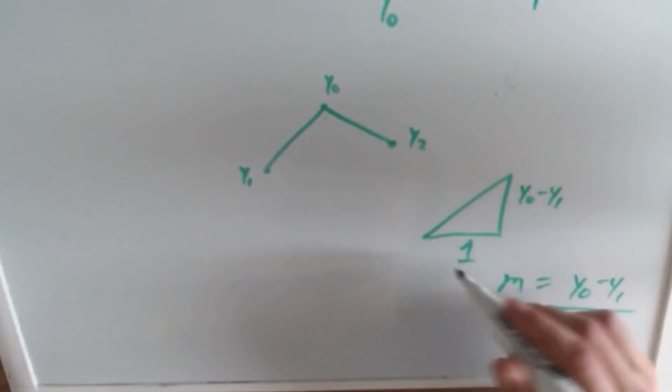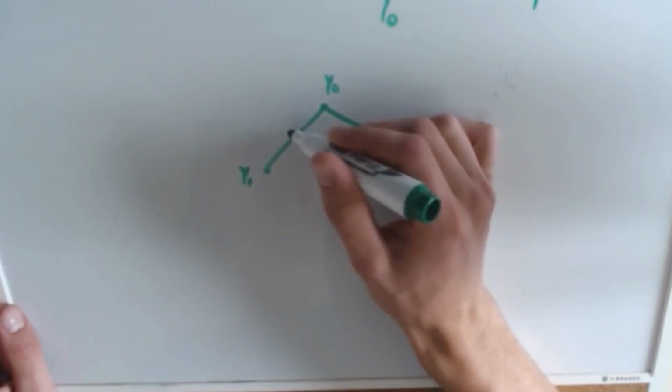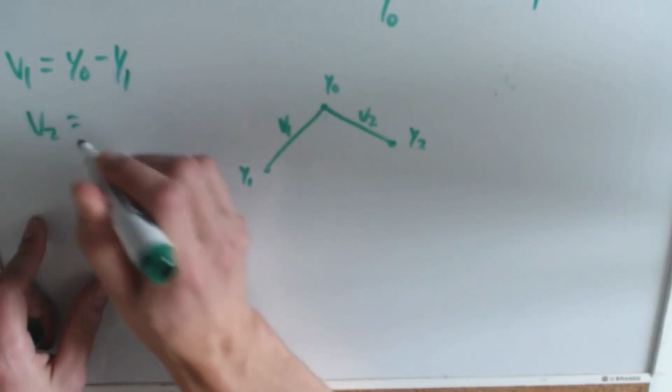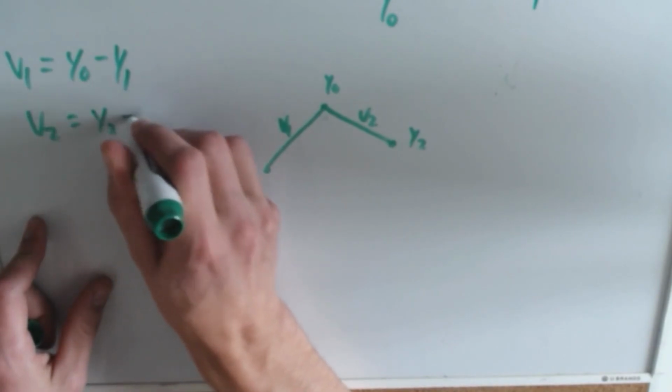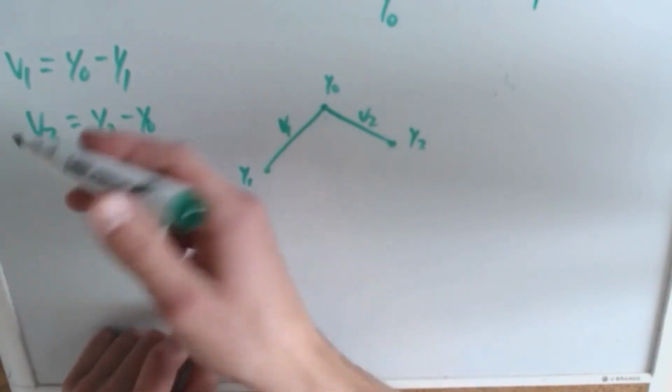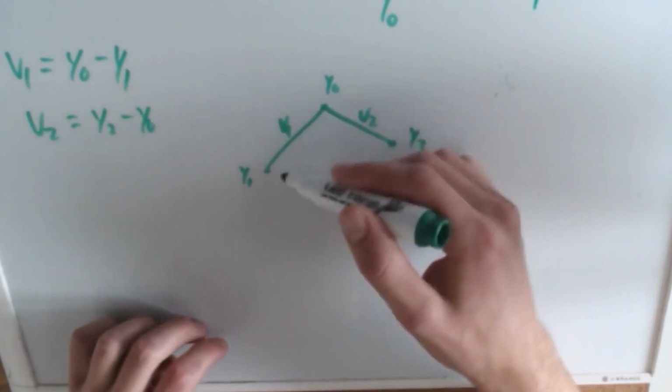So who cares? Just forget about this one, like it even exists. Let's say velocity 1 and velocity 2. Velocity 2 is equal to y2 minus y0. You have to do the second point minus the first point. That's how you do velocities. That's just the change in the positions, right?